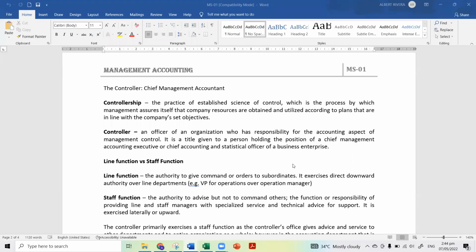Okay, so this is mode management 1. This is particularly the first part of managerial accounting.